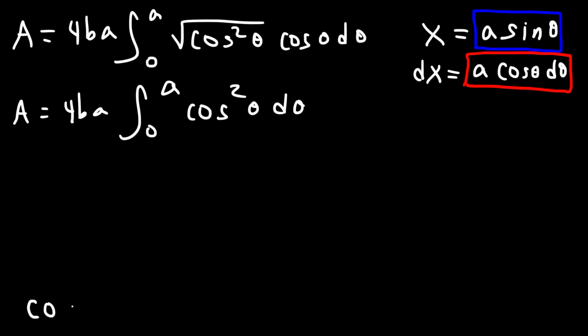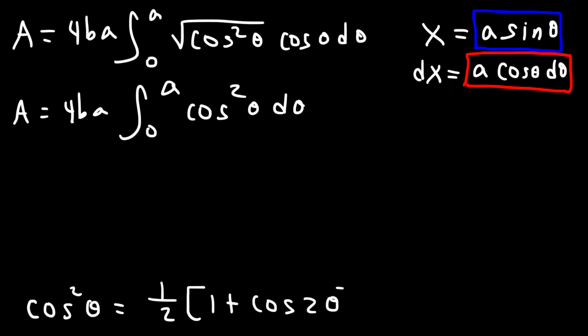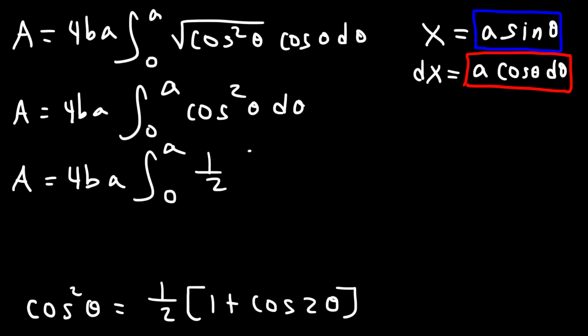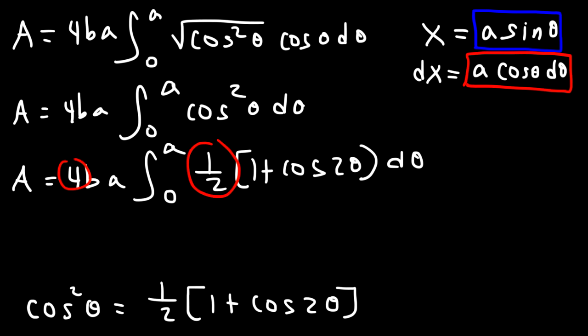Now let's use the power reducing formula for cosine squared. So that's 1/2 times 1 plus cosine 2 theta. It's based on the half angle identities for cosine. So we have 4b times a times the integral from 0 to a, and let's replace cosine squared with this expression. So now we can multiply 1/2 by 4, and so we're going to get the area is 2 times b times a, and now we can integrate this expression.